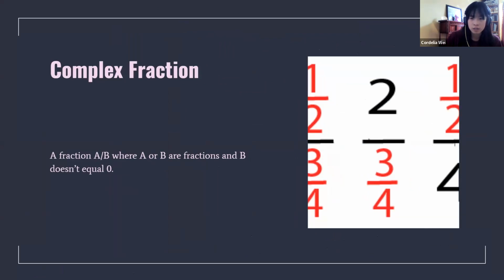So this is going to be a sort of little review for us. Last week we learned complex fractions. A complex fraction is a fraction a over b, where a or b are fractions and b does not equal 0. Basically, b couldn't equal 0 because b is the bottom number, and whenever the bottom number is 0, the fraction is undefined. So that's a little bit of review. Like over here, the picture got a little cropped out, but 1/2 over 3/4 is a complex fraction, as well as 2 over 3/4, as well as 1/2 over 4.